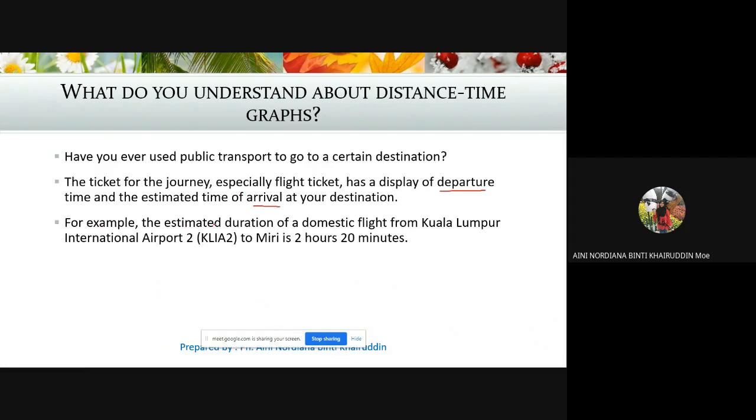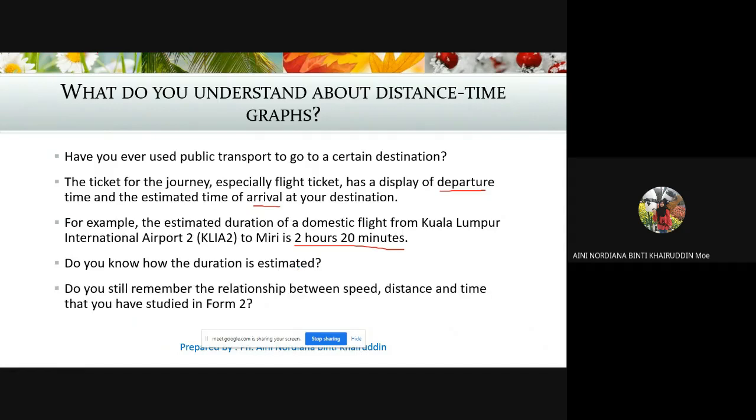For example, the estimate duration of a domestic flight from KLIA2 to Miri is 2 hours 20 minutes. Contohnya lah, KL to Miri 2 hours 20 minutes kalau naik flight. So, do you know how the duration is estimated? Macam mana dia estimate masa sampai tu? Mesti ada cara kan? So, do you still remember the relationship between speed, time and distance that you have studied in Form 2? Ingat lagi tak?